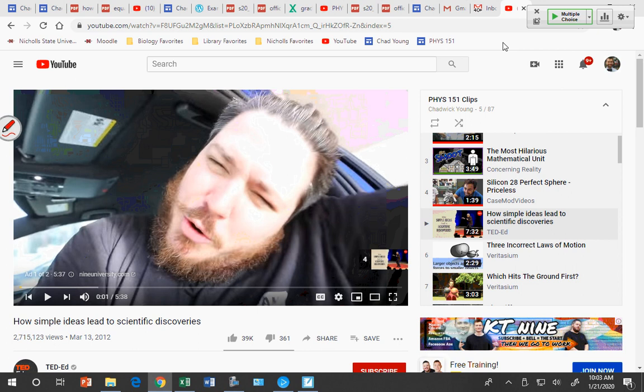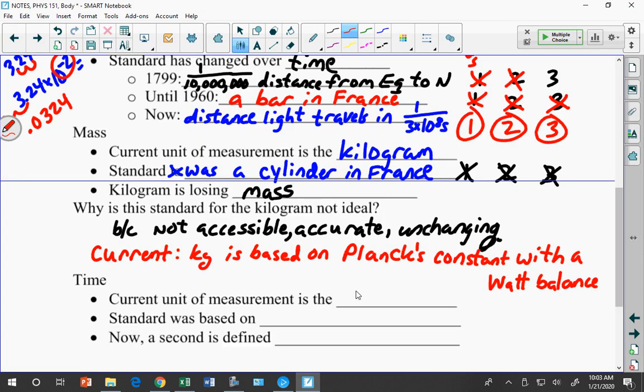All right, one more. Is time. So the current unit of measurement is the second. And the standard used to be based on the fraction of a solar day. And now the second is defined by the period of an oscillating cesium atom.